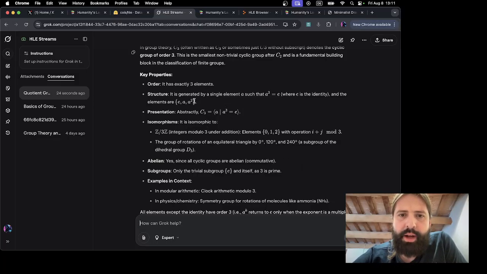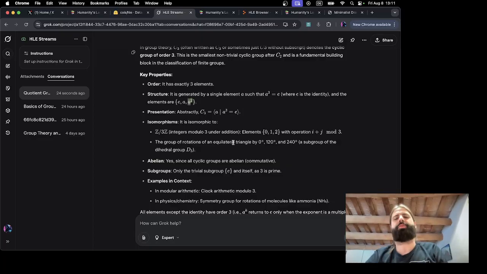I guess it's something that has 3 elements: an identity, an element A, and an element A squared, which means you're doing something twice. But the thing is it's cyclic 3, so these are operations that when you do them 3 times, you go back to the identity. You can do it 1 time, 2 times, 3 times. That's why you have 0, 120, and 240: a rotation of 120 degrees, applied twice gives 240 degrees, and a third time takes you back to 0. And yeah, okay, that's what C3 is.